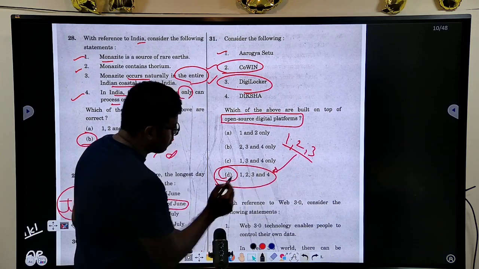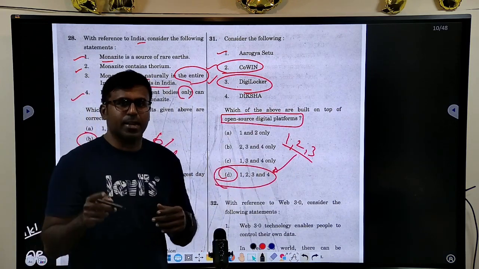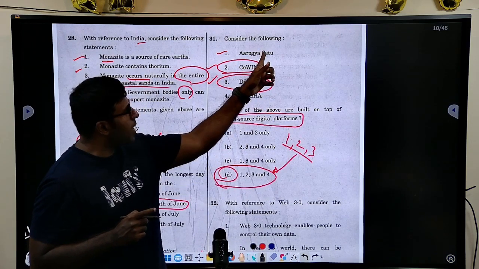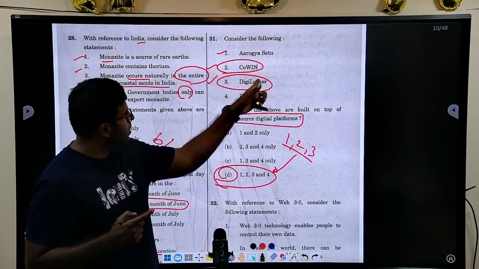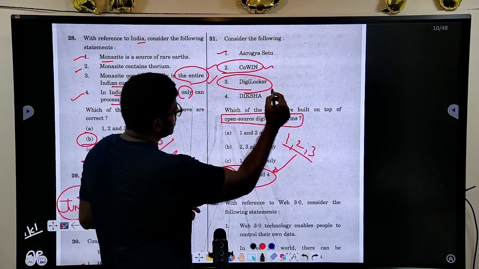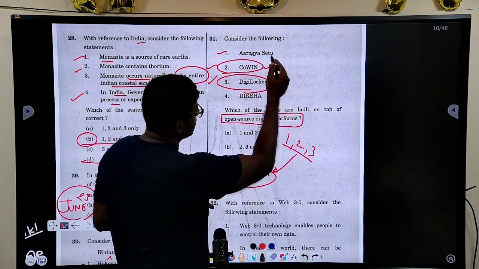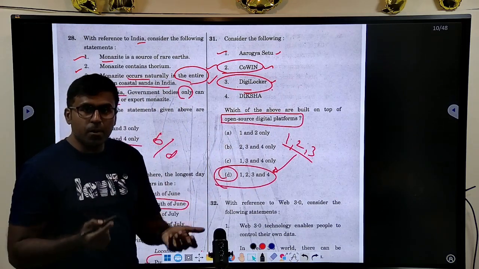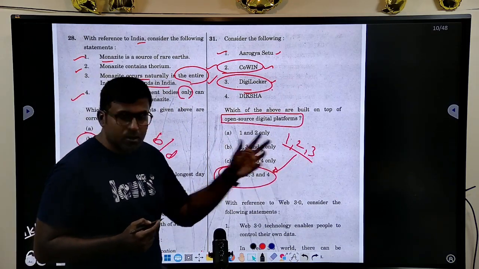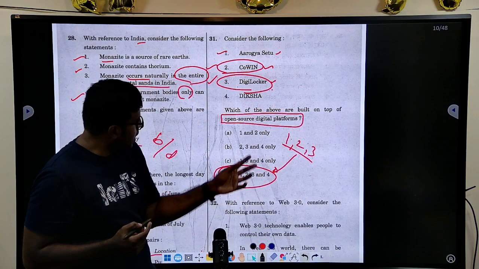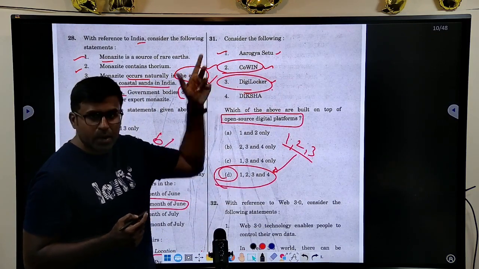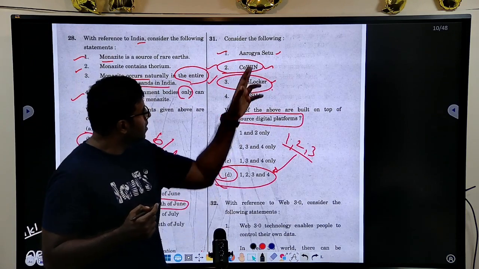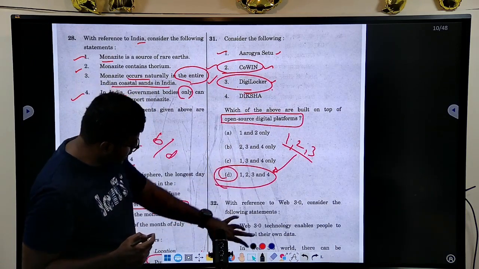Okay, because of the logic which I applied, this has to be open source. It cannot be otherwise, because all are important. Cowin is important, Diksha is also important, but generally speaking Cowin, Arogya Setu, DigiLocker are important. So you cannot leave one and make the other open source and the other a closed source or something like that. So all are open source now. So D is the answer.